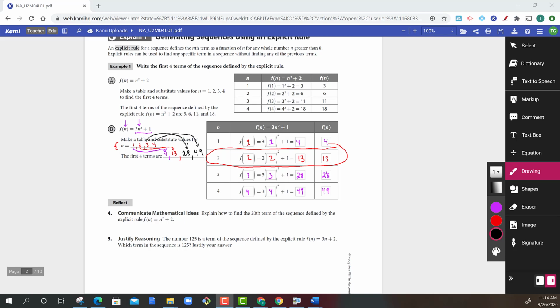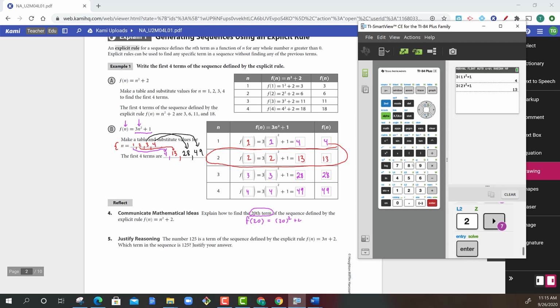Let's look at 4 and 5 real quick. Number 4 says explain how to find the 20th term of the sequence. Again, the 20th term is the position, so that's always our independent variable or the input for this problem. So when they say find the 20th term, what they're really saying is find what this function is equal to when n is 20. So you're just doing 20 squared plus 2. So 20 squared should be 400. So 20 squared plus 2 should be 402, which it is.